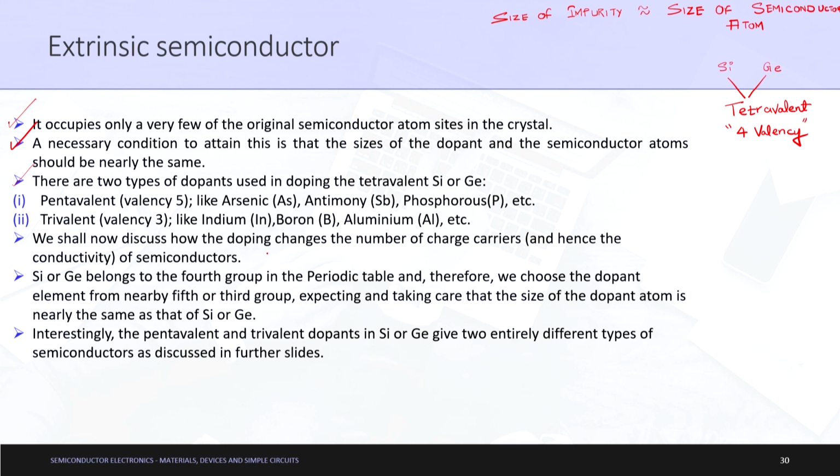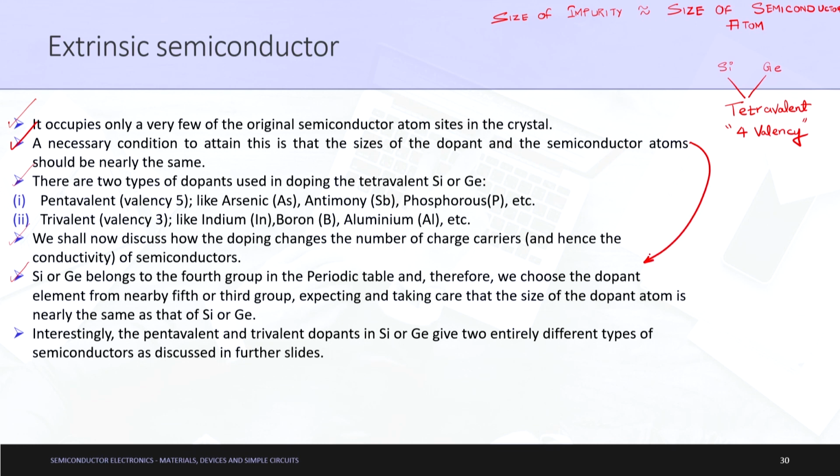We shall now discuss how the doping changes the number of charge carriers and hence the conductivity of semiconductors. Silicon or germanium belongs to the 4th group in the periodic table, and therefore we choose the dopant element from the nearby 5th or 3rd group, taking care that the size of the dopant atom is nearly the same as that of silicon or germanium. That was the basic reason.